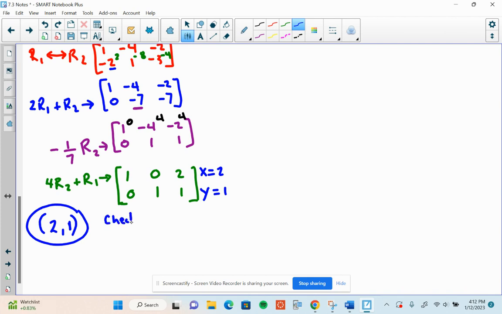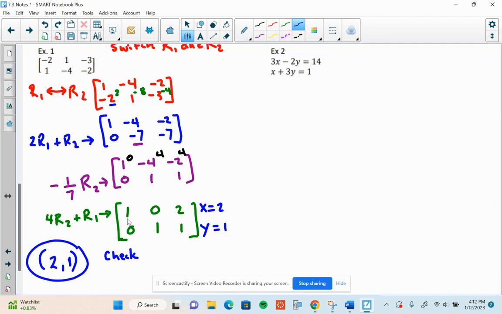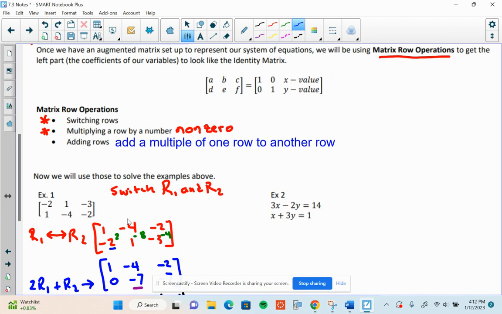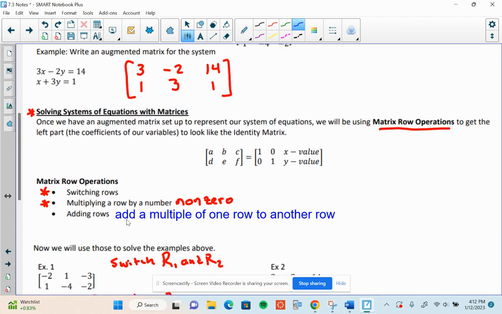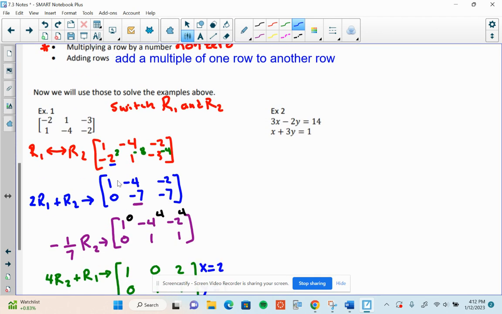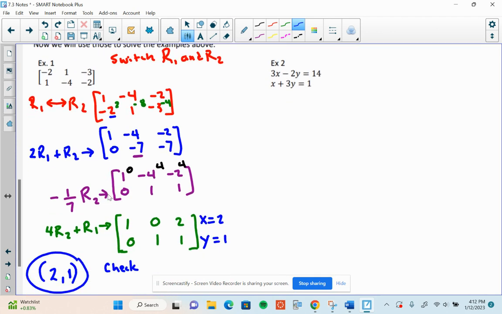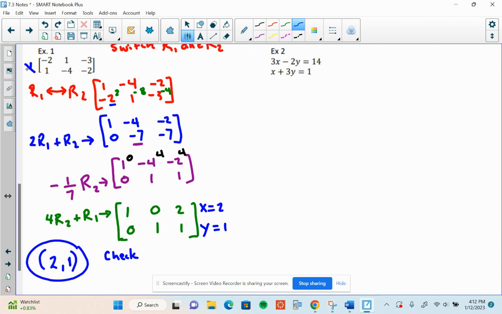Now, I am a big fan of checking my answer when I can. So I'm going to check my solutions, make sure I have the right answer. I'm going to go back up to the system of equations that we started with: negative 2x plus y equals negative 3, and x minus 4y equals negative 2. And I'm going to check to make sure that that actually solves it. I can look at it right here as well in the augmented matrix.